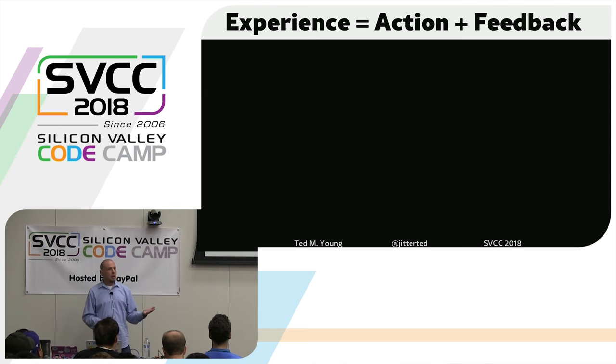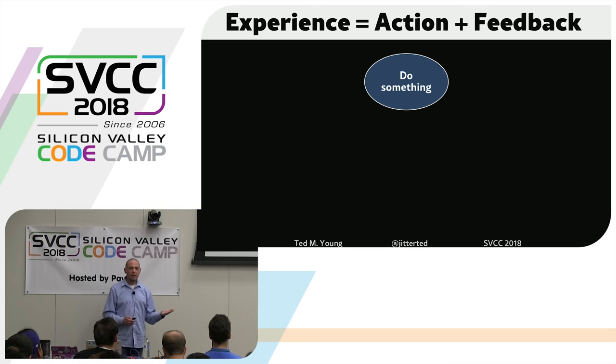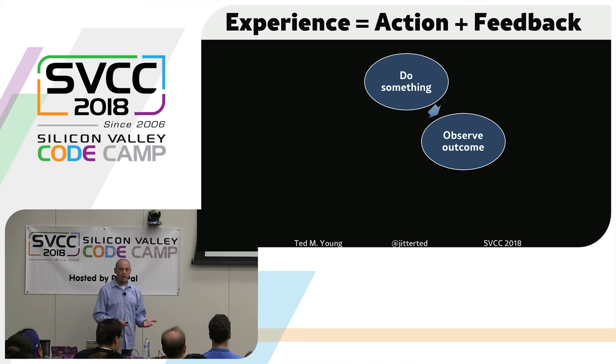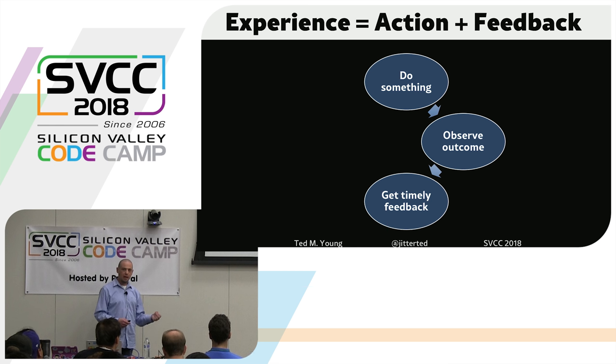So first of all, a quick cycle on experience. And so basically learning is you do something, you observe the outcome, you get timely feedback. And this feedback part is really important. If you don't get feedback, how are you going to learn, right? It's sort of like learning how to drive with your eyes closed. The feedback is probably gonna be hit something. Not the best way to learn.